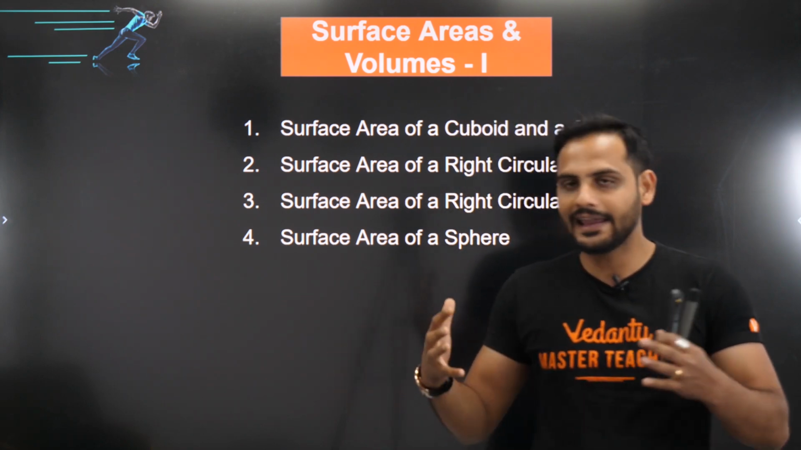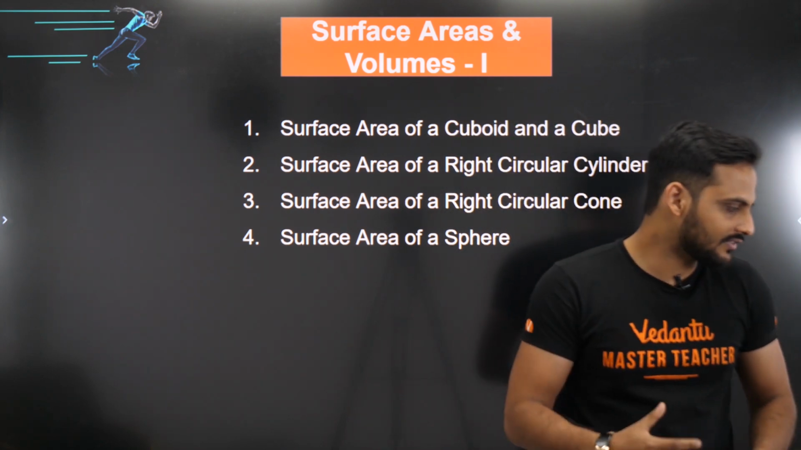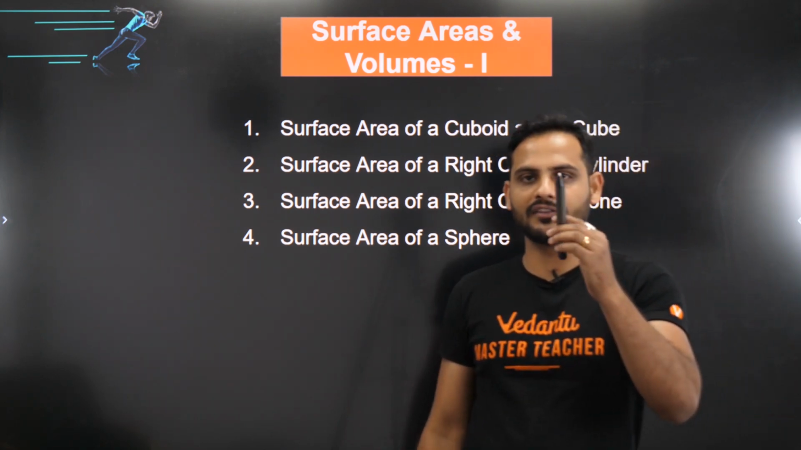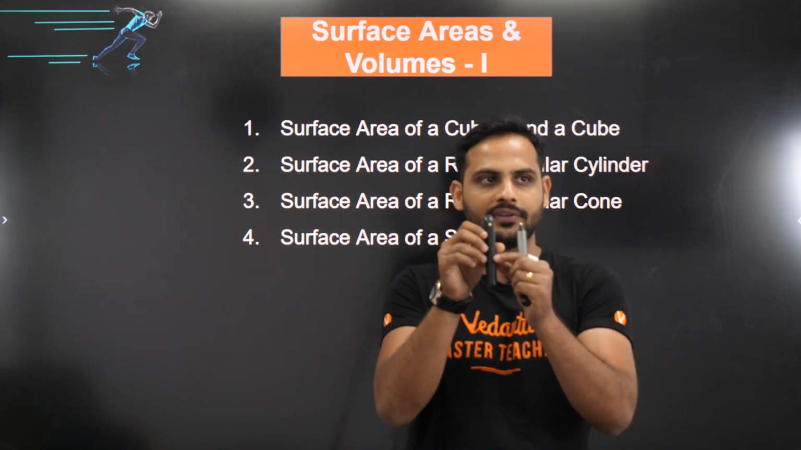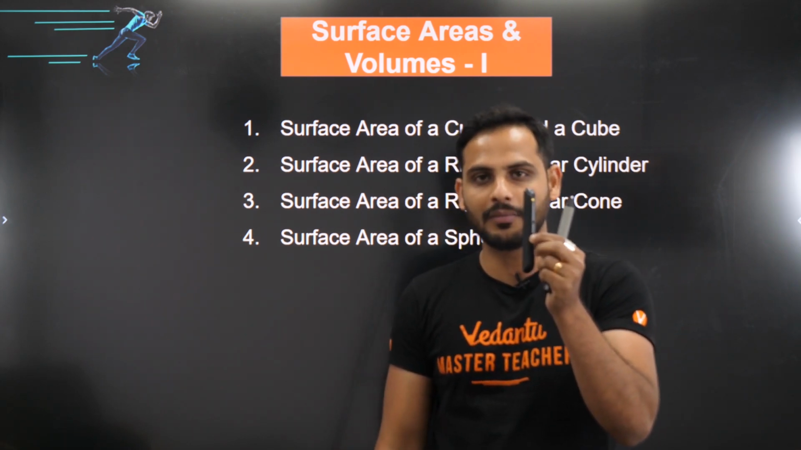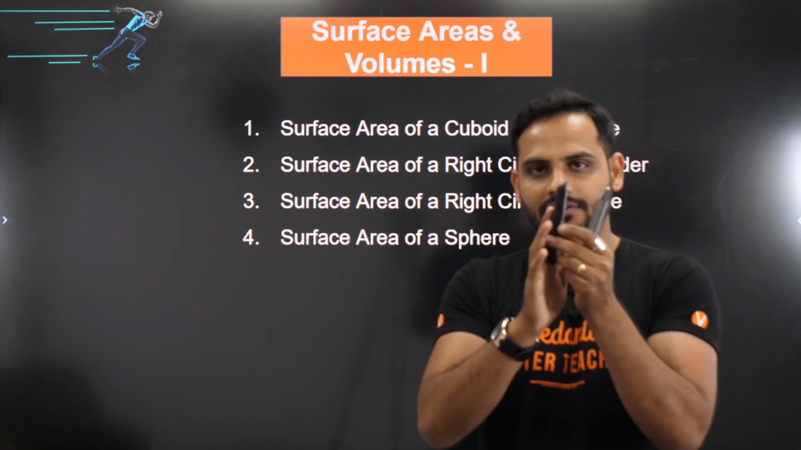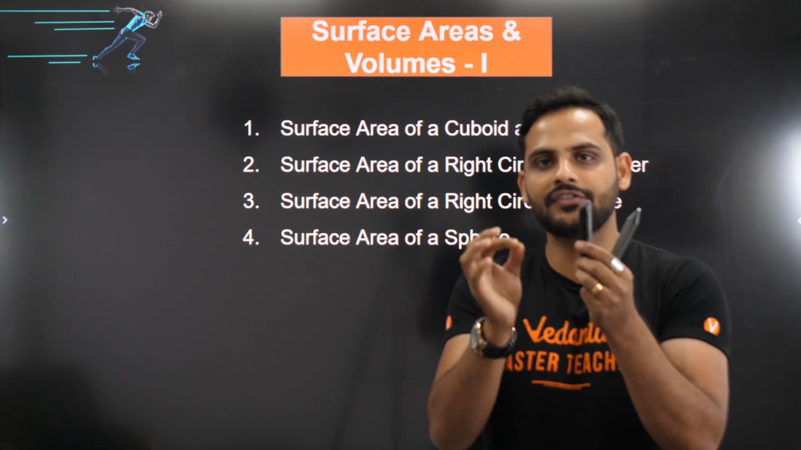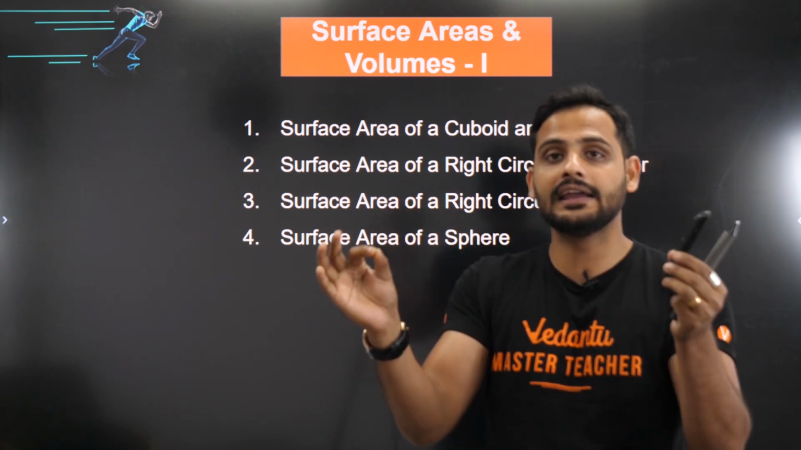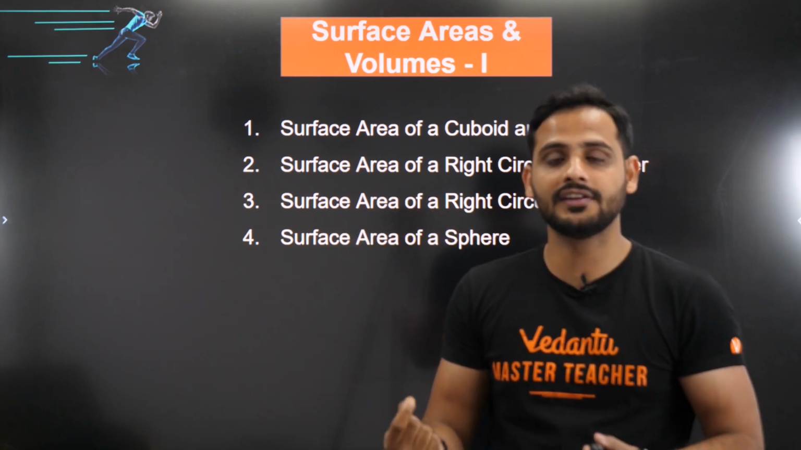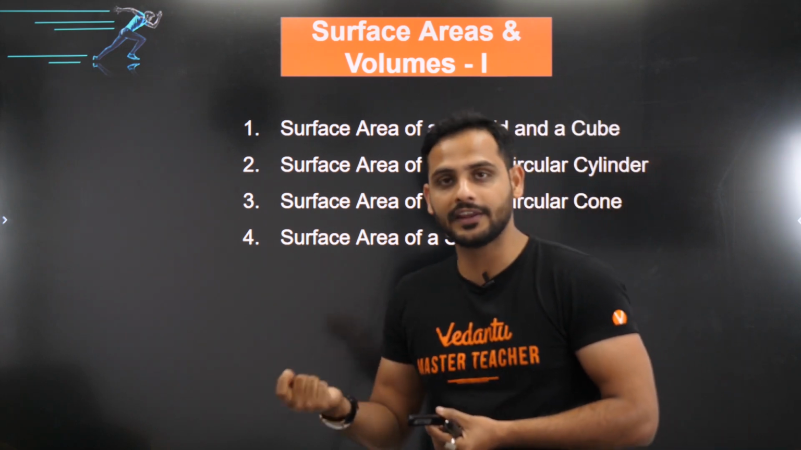Now, if I take any object, let's say, for example, this pen, or let's say this remote is my object. If I talk about the area of all the surfaces, then it will be considered as total surface area. Area of all the surfaces is termed as total surface area.